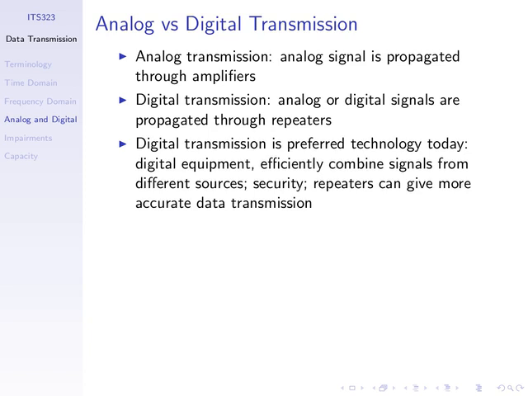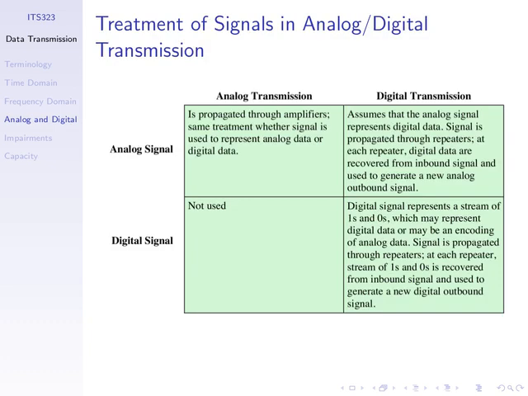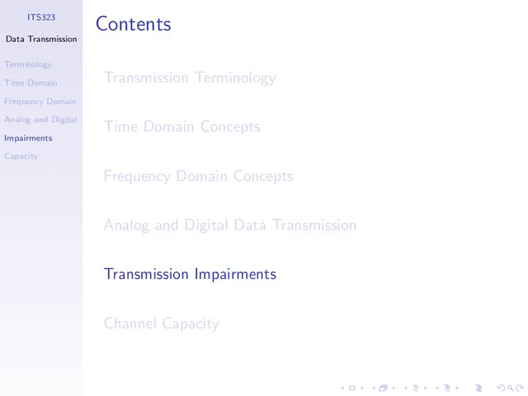We've mentioned several times noise, and we've mentioned attenuation. These are transmission impairments. Sorry, that's just a summary of those transmission techniques. Transmission impairments, the things that cause problems for our transmission.